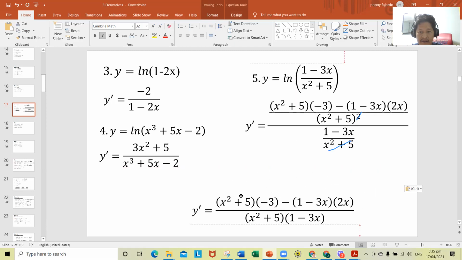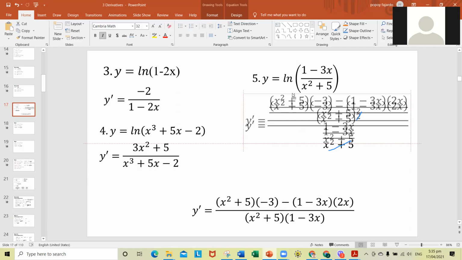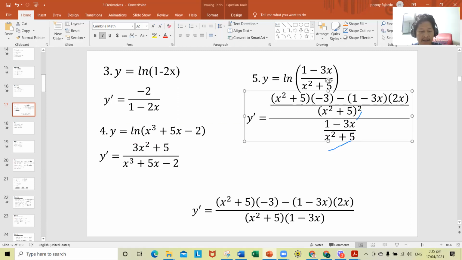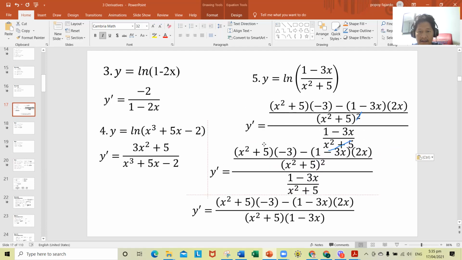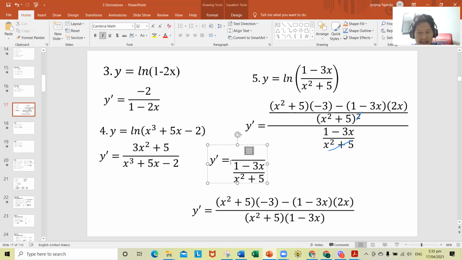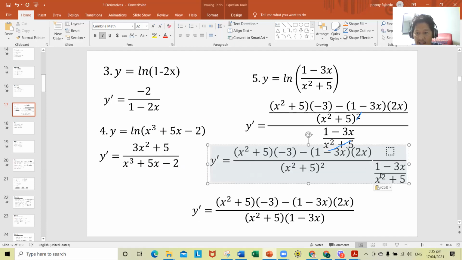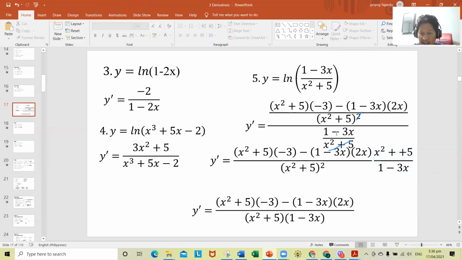Parang medyo mabilis sir. Medyo lang. Gawin natin. Okay. Ito, kapag meron tayong division, how do we divide fraction again? When we divide fraction, we multiply and then we get the reciprocal of the denominator. Ito yung nasa denominator, so mapupunta ito sa numerator, yung x squared plus 5 natin. Tapos, yung denominator maging ganito, yung 1 minus 3x na lang.